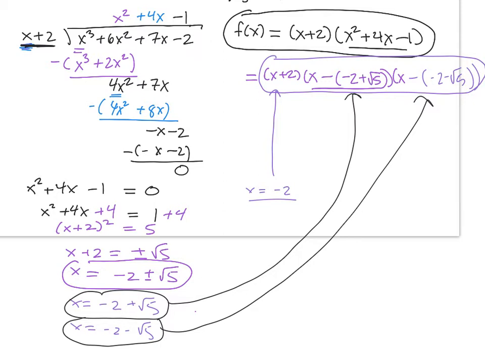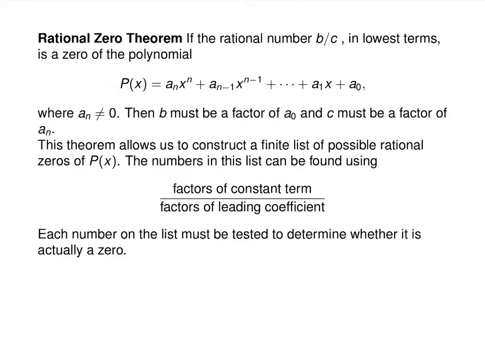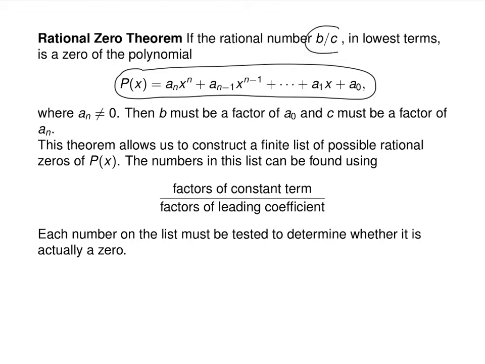One thing you can do to get a finite list of possible zeros is use something called the rational zero theorem. I'm not going to begin to explain why; I'm just going to tell you what it is and how you use it. If you have a polynomial like this, where the leading coefficient is not 0, and you have a rational number b over c in lowest terms, then if it's going to be a 0, this number b must be a factor of the last number, and that number c must be a factor of the leading coefficient.